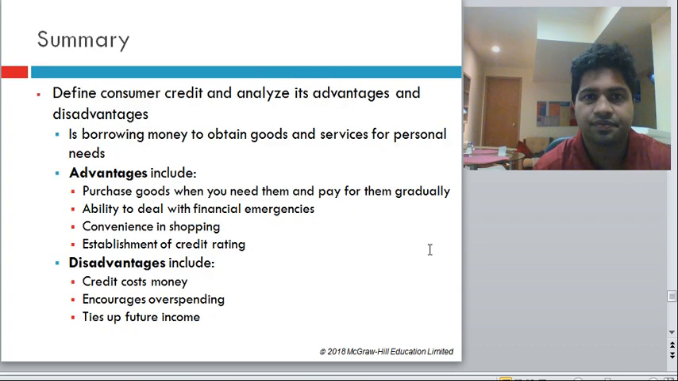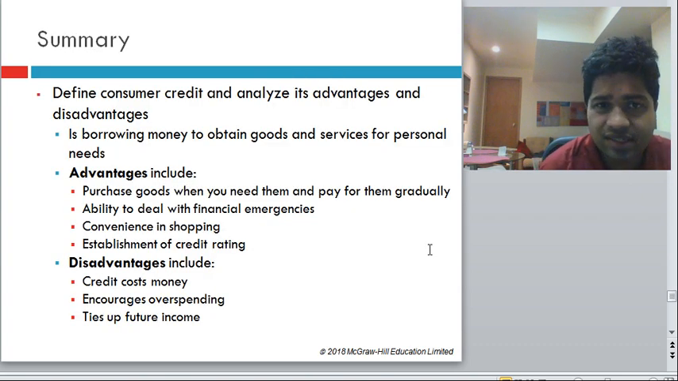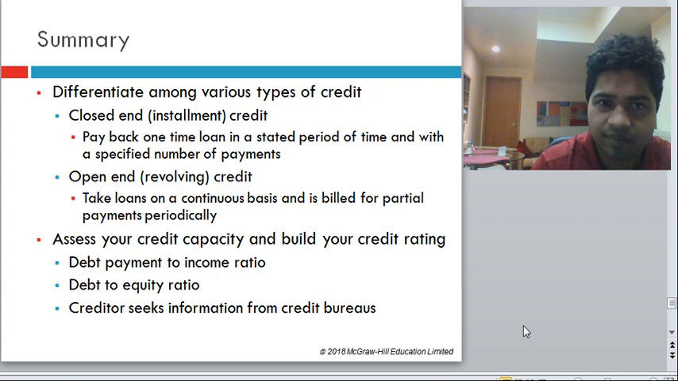And other alternatives. So what have we discussed? Credit is important. First you have to decide whether borrowing money to obtain goods and services for personal need is required. The advantages are: purchase goods when you need them, ability to deal with financial emergencies, convenience, and establishing a credit rating. But credit costs money, encourages overspending, and ties up your future income.